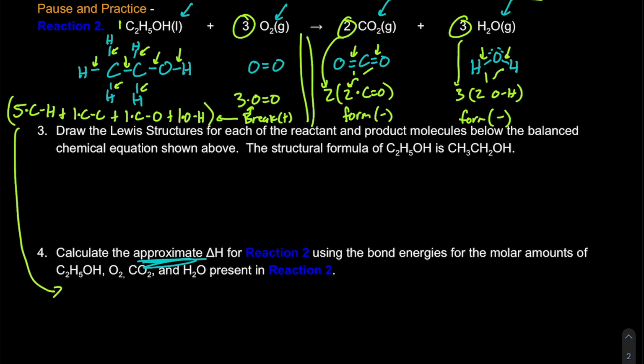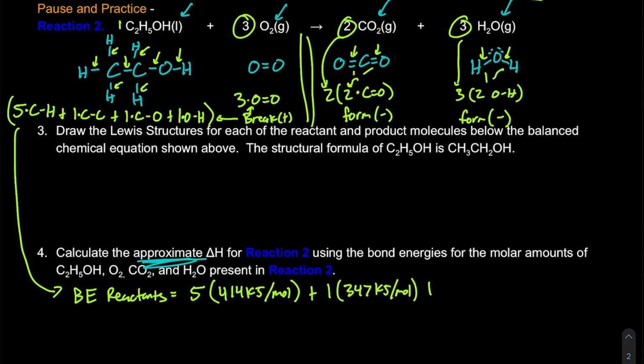So now if we take that information and think of writing this down in an equation, I'm going to call it BE for bond energy, for our reactants. So we got 5 carbon-hydrogen single bonds, so that's 414 kilojoules per mole for each of those. We have 1 carbon-carbon single bond, which is 347 kilojoules per mole. We have 1 carbon-oxygen single bond, which has a bond energy of 360 kilojoules. And we also have 1 oxygen-hydrogen single bond, so that would be 498 kilojoules per mole. So let's go ahead and make this per mole as well.